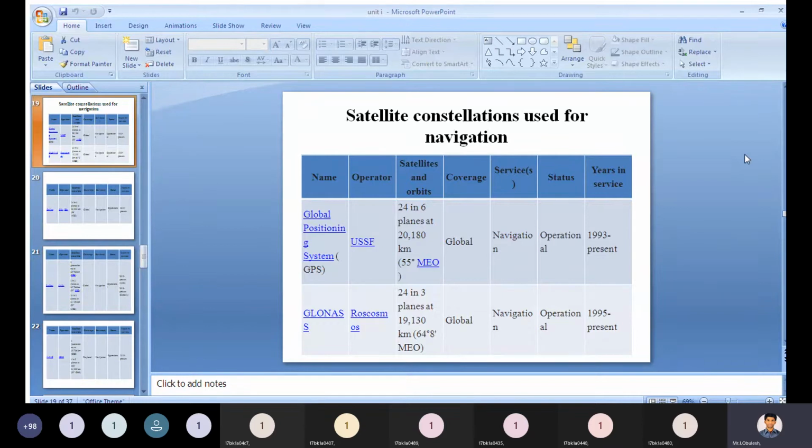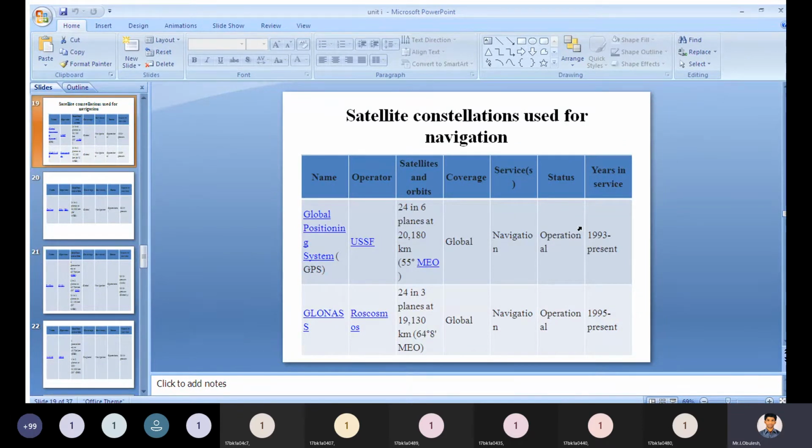What type of service does it provide? For navigation purposes we use GPS. The status is operational only. From 1993 till now it has been in service. So this is the basic description of the GPS system.